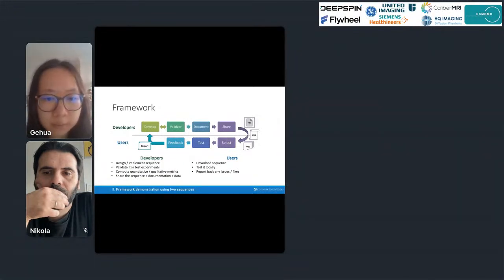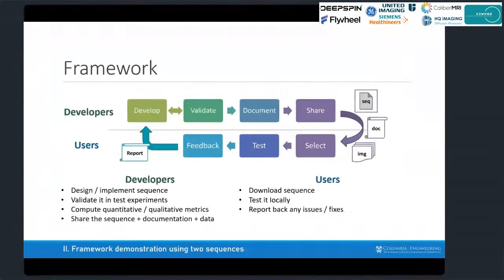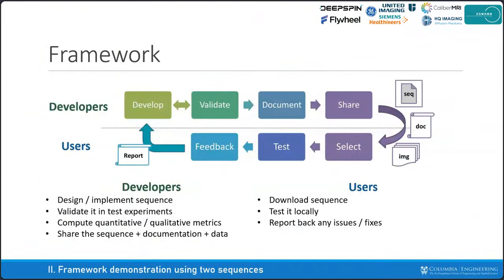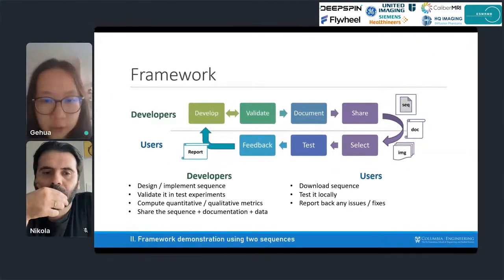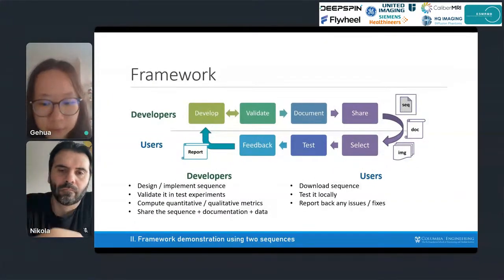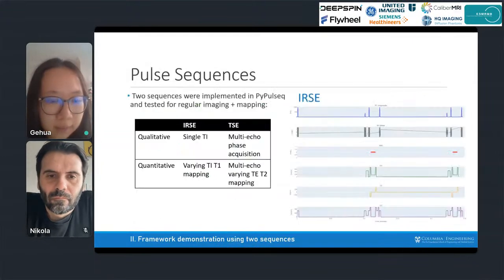The users, on the bottom, would find the sequence somewhere, either directly by contacting the developers or through a public platform, test it locally, and report back any issues or fixes through a user form or report form, so that the sequences can evolve over time to adapt to different sites.